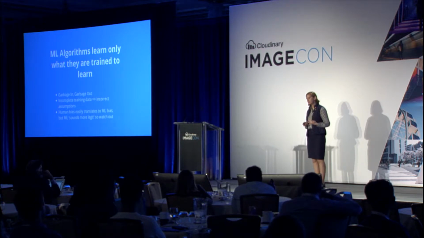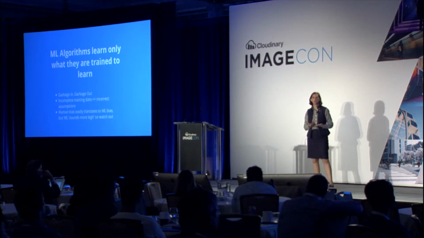If we have incomplete training data, we're going to get incomplete assumptions about that data. So that's good to know, right? And it's also interesting to know that human bias easily translates to machine learning bias. But the problem is that machine learning, as a concept created by an algorithm or a computer, sounds more legit to a lot of people. It sounds more legitimate. It's not. This stuff is created by humans, and we need to make sure that our fingerprints are clean as we create these algorithms. So something to watch for.